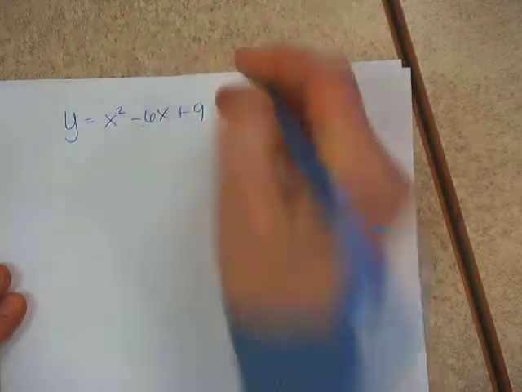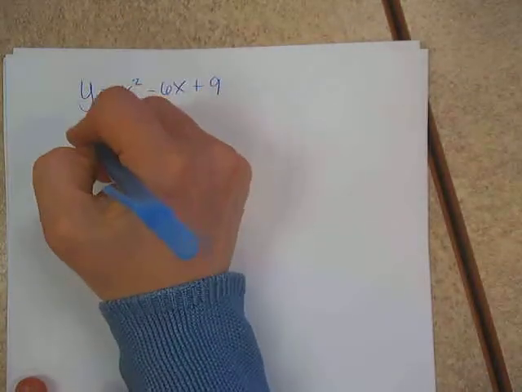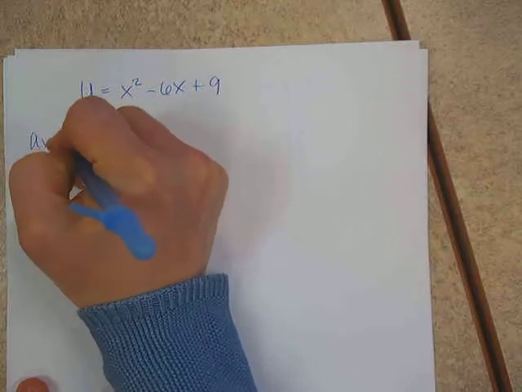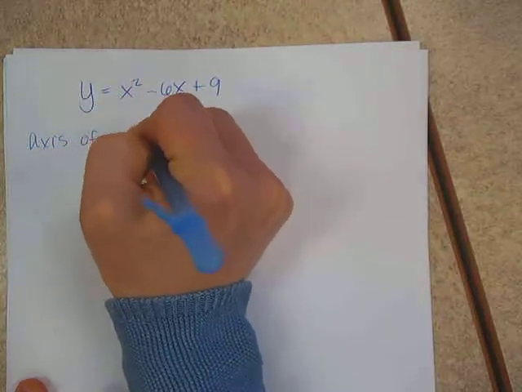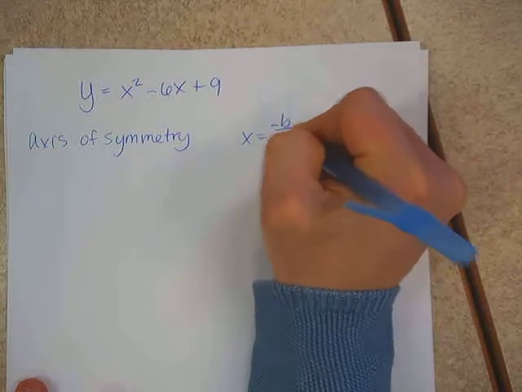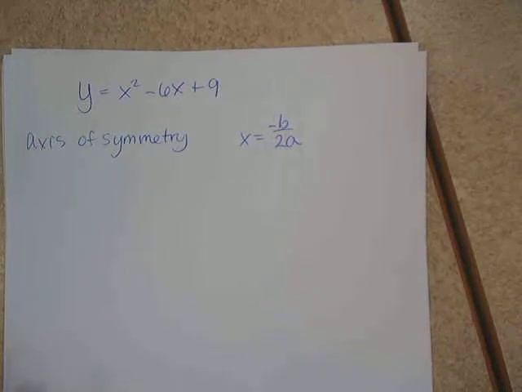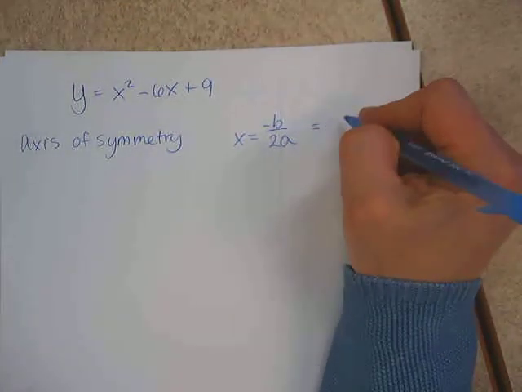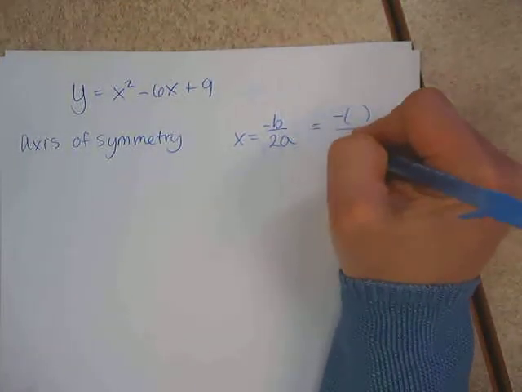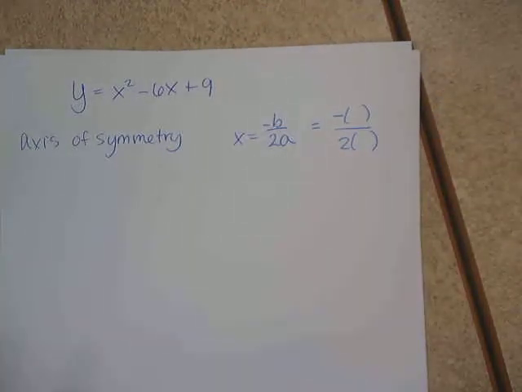Another example, we are going to do, okay, y equals x squared minus 6x plus 9, okay? So we're going to start out with the axis of symmetry, remember, which was x equals -b over 2a.